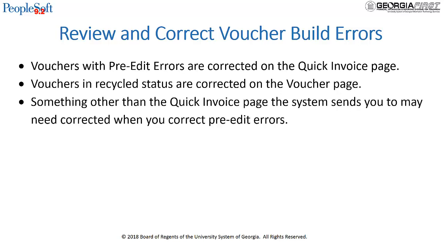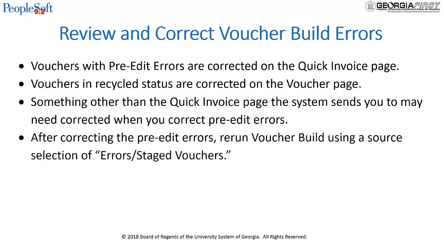When correcting pre-edit errors, you may need to correct something other than the actual quick invoice page the system sends to you. For example, if the error was a supplier location error, you may need to update the supplier location in the supplier pages instead of correcting the quick invoice page. You will have to determine the best way to correct the errors. After you have corrected the pre-edit errors, you will need to rerun the voucher build process.